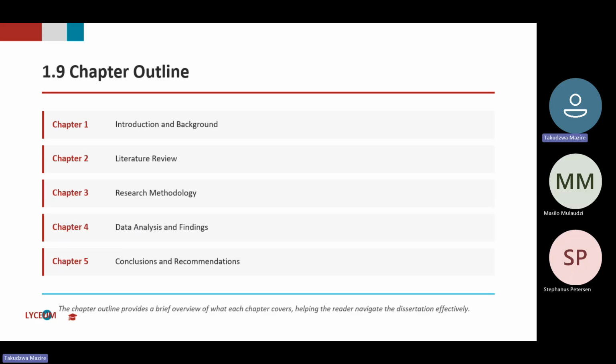But this section is important because it's more of a roadmap for your entire dissertation or project, guiding your reader throughout the journey. It provides a brief overview of what each chapter will cover, from your introduction to your conclusions. This structure ensures a logical flow and helps maintain the integrity of your research report. It is a critical element for any academic work, especially within the Lyceum framework.